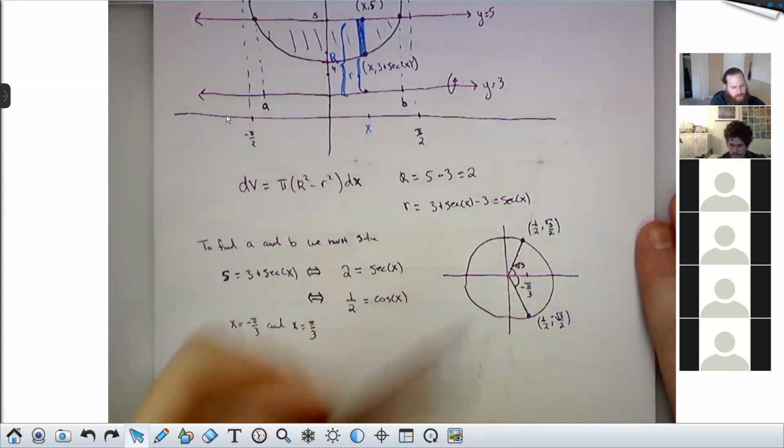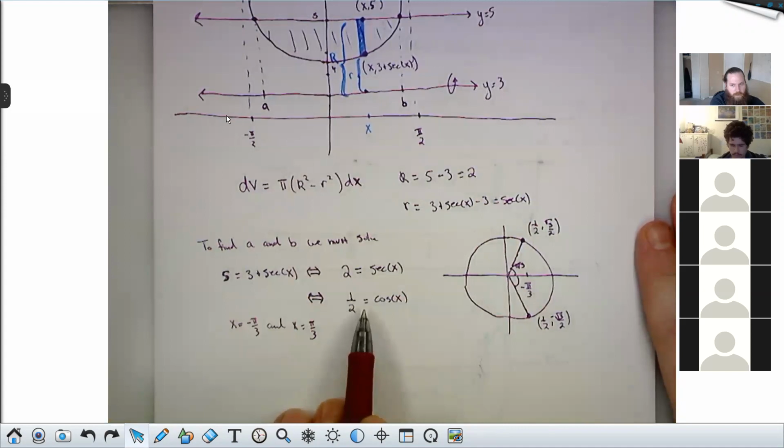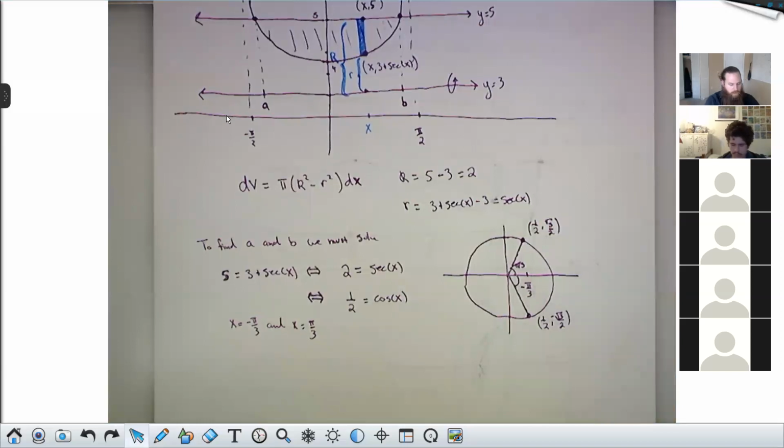There's infinitely many solutions to this equation. I want to be clear about that, right? 5 pi over 3 is a solution to this equation. You take either pi over 3 and negative pi over 3 and add any multiple of 2 pi, you'll get another solution to that equation.